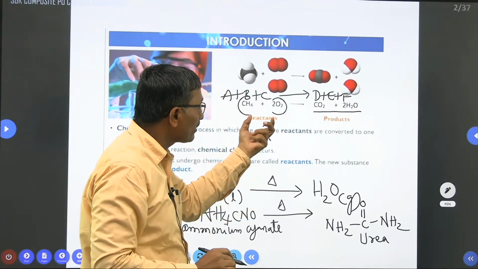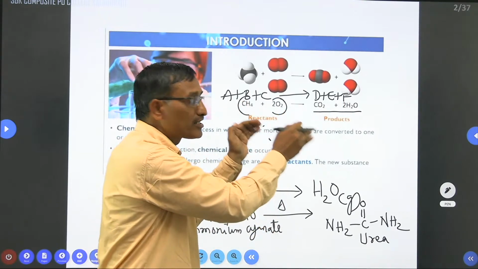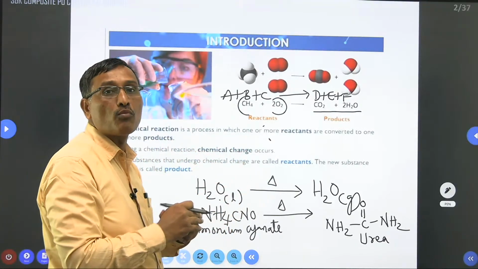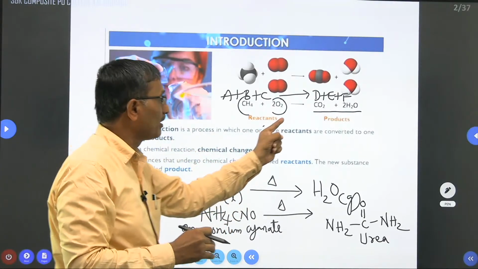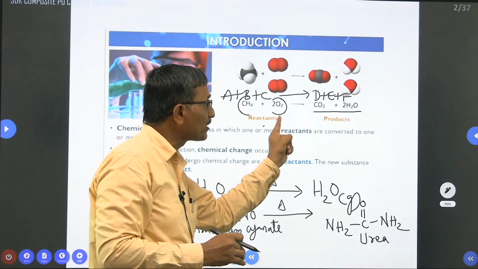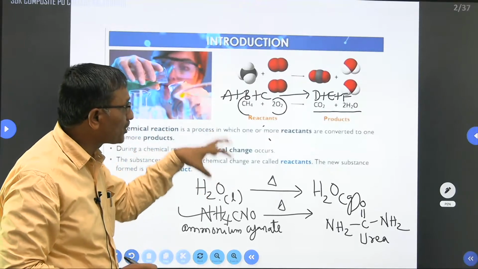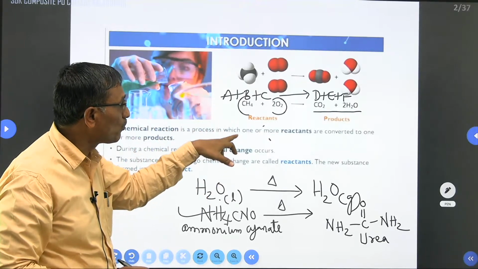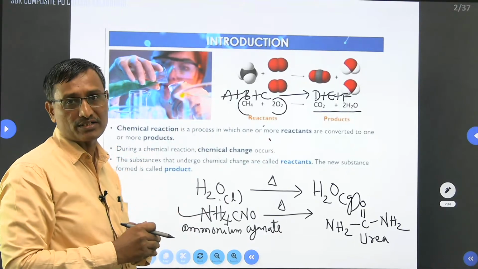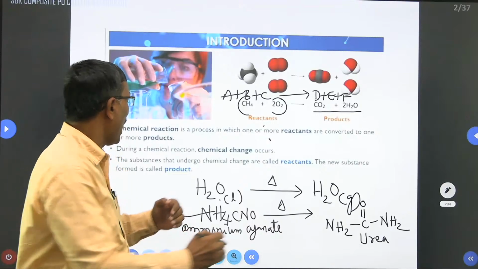Reactants combine to form product. Both the reactants and product get separated by using an arrow mark. You see, an arrow mark. What does it show? Reactant gives rise to the product. Chemical reaction means it is a process in which one or more reactants are converted into one or more products. So reactant combines to form a product.